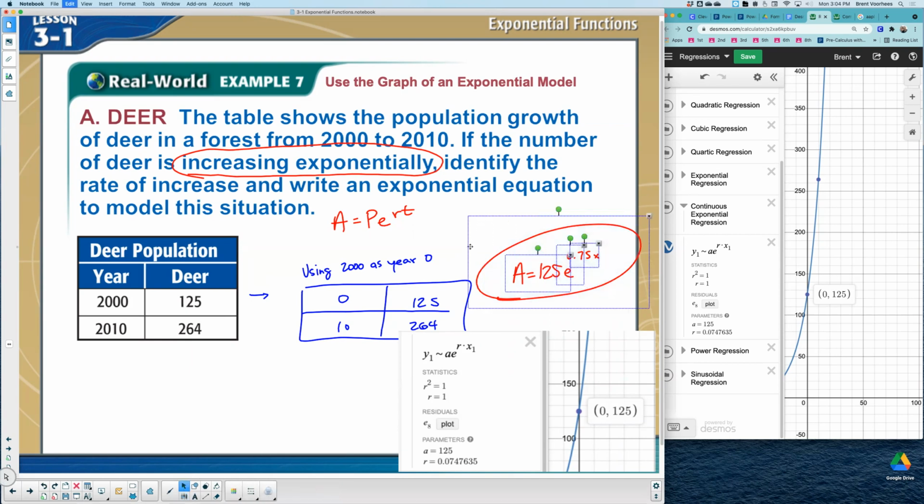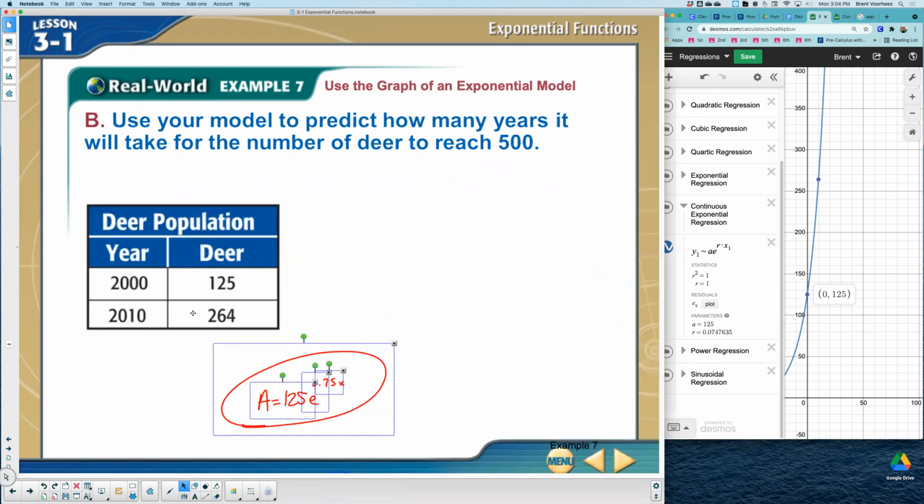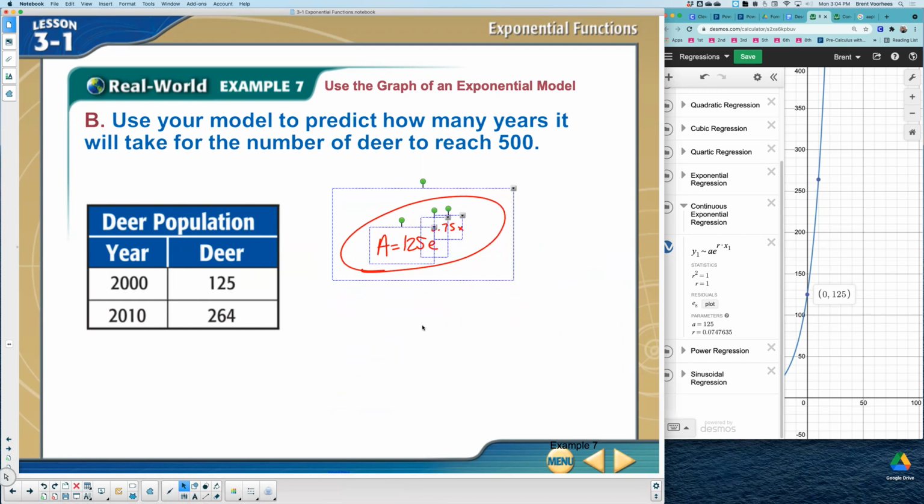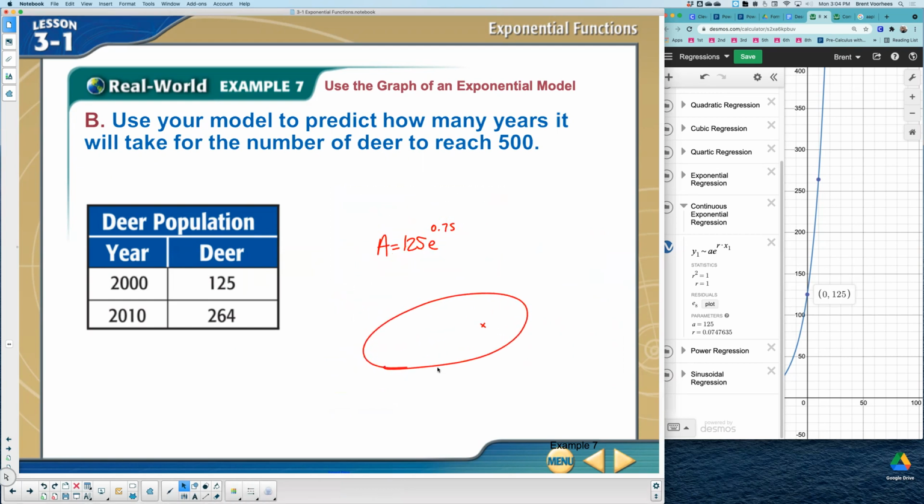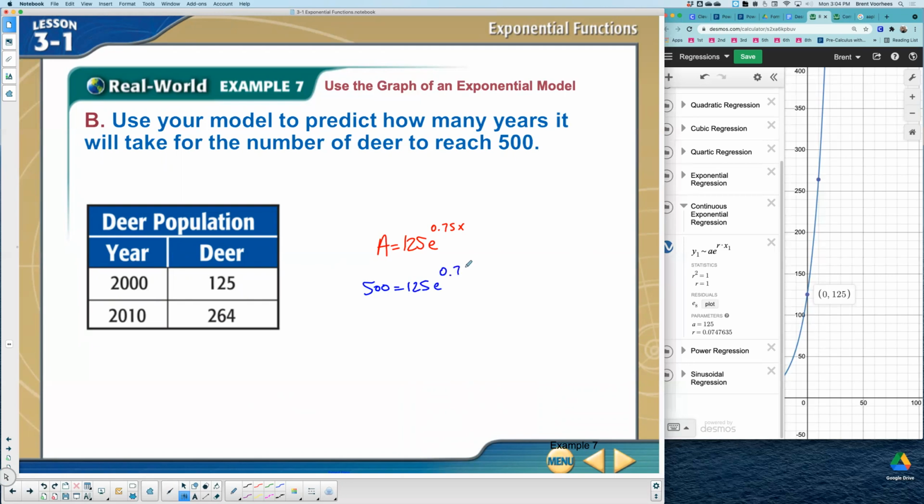So let me copy that. And on part B, it says, predict how many years it'll take for the number of deer to reach 500. And so if I remove that using this equation, I want to know when the final number equals 500. I can use nsolve for this, or I could solve it. Since you haven't seen this math yet, I'll show you the math.